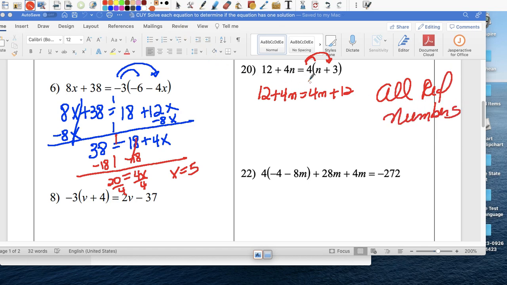And then I'm just going to continue this one more step. Let's get rid of the variables. Let's do minus 4n and minus 4n. This goes away. We're left with 12 equals 12. So that tells you that this equation is all real numbers and n can be any number in the world and it will work.